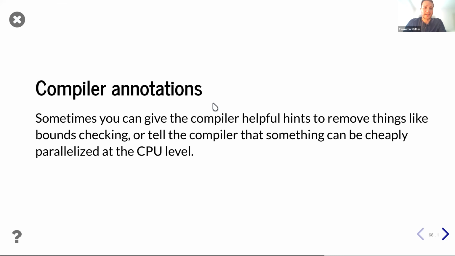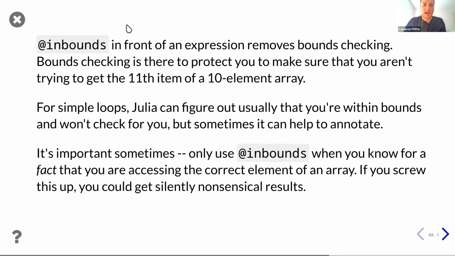So the next thing here I'm going to do is talk about compiler annotations. Sometimes you can give the compiler really helpful hints to remove things like bounds checking, or tell the compiler that something can be cheaply parallelized. And these are just macros that you put inside of your function that can actually end up massively improving the speed of various functions. And I'll go through some of the common ones here.